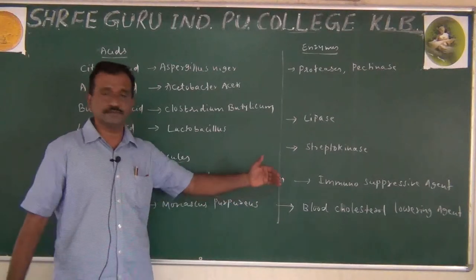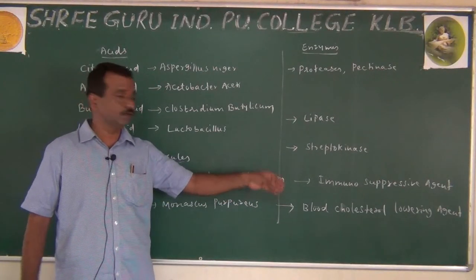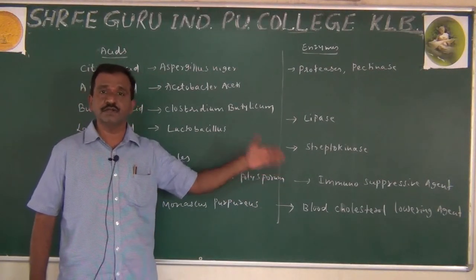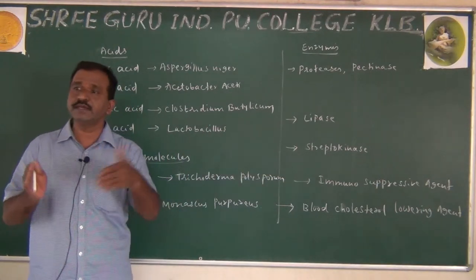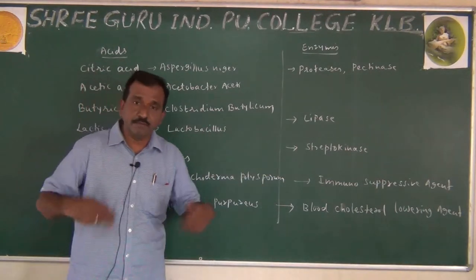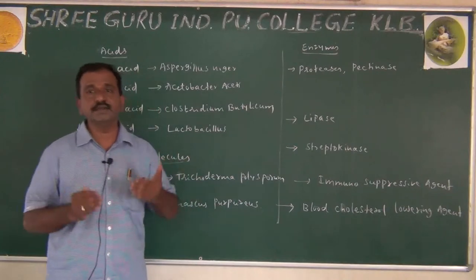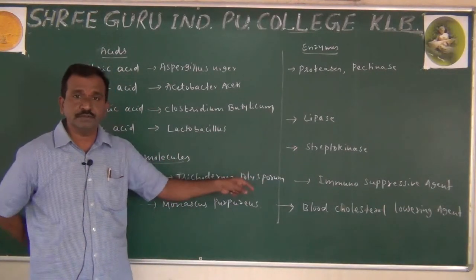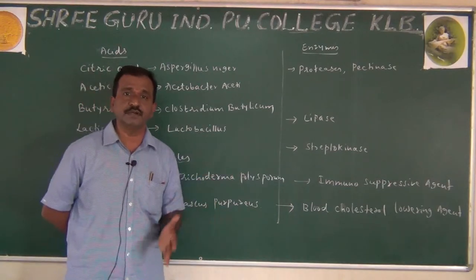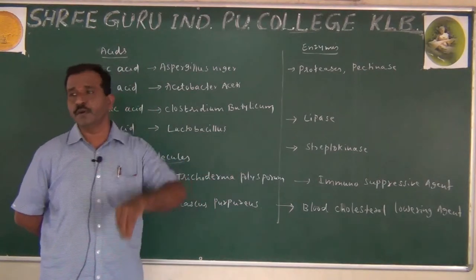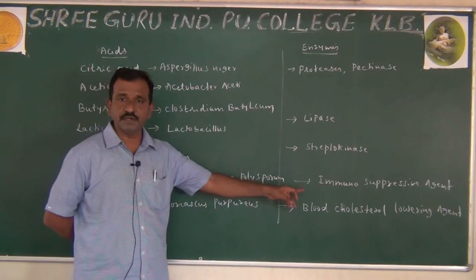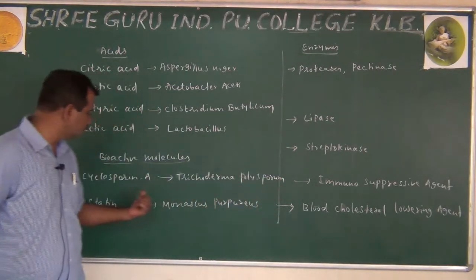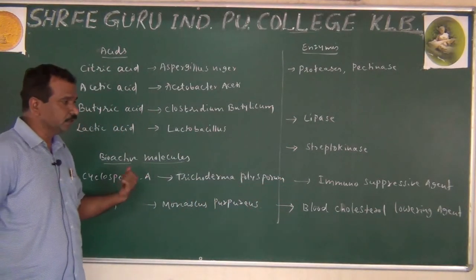Why is the immune system suppressed? It is because of organ transplantation, like kidney or heart transplantation. Our immune system will not allow foreign material to enter, and if it does not allow this, transplantation is not possible. That is why, for a few hours, the immune system is suppressed. That is why cyclosporin A is useful.